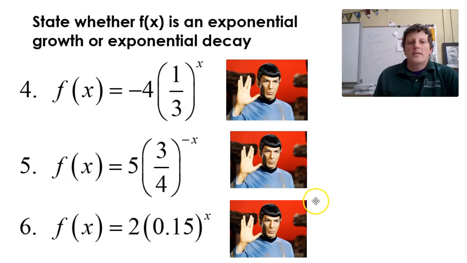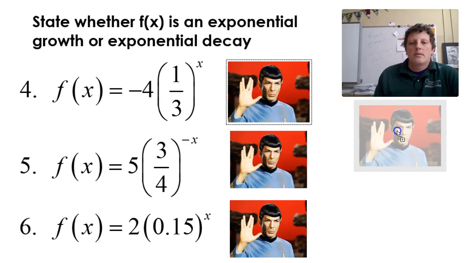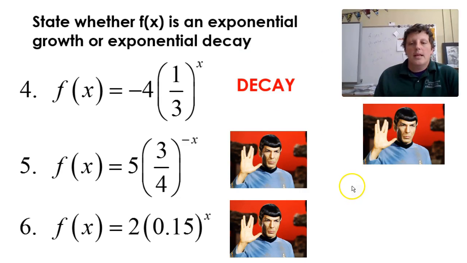Let's look at a few more examples. Now here I've got another number in here, but to decide for growth or decay, I don't need to look at the first part, which we call A. I want to look at the base. This base is 1/3. 1/3 is between 0 and 1, so it would be decay.